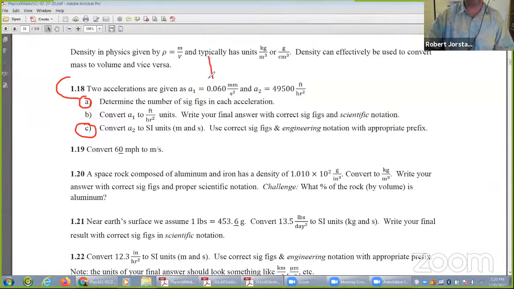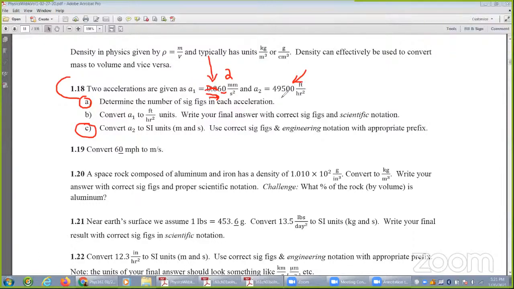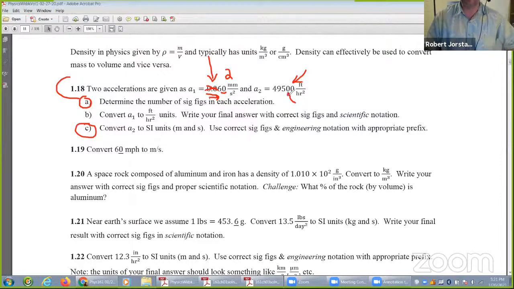Let's do part A while it's on the screen share. Let's see if you remember. How many sig figs does this number have? 2. Notice this is called a trailing zero. It's a trailing zero to the right of a decimal point, it's significant. These are leading zeros, not significant. Let's go over to this one. How many sig figs does this one over here have? 3. These are trailing zeros, but they're to the left of the decimal point, not significant. So this one has 3. Good job. All right, so now let's convert A2 to meters and seconds. So I'm going to write that down.